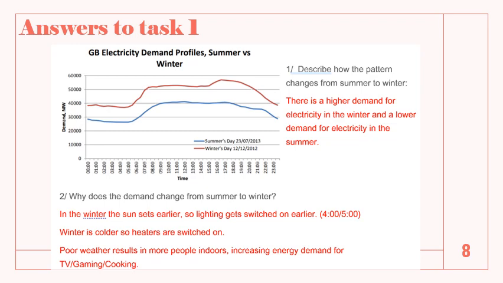There is a higher demand for electricity in the winter and a lower demand for electricity in the summer. Why does the demand change from summer to winter? In the winter, the sun sets earlier, so lighting gets switched on earlier. The winter is colder, so heaters are switched on. Poor weather results in people indoors, increasing energy demand for TV, gaming, and cooking.